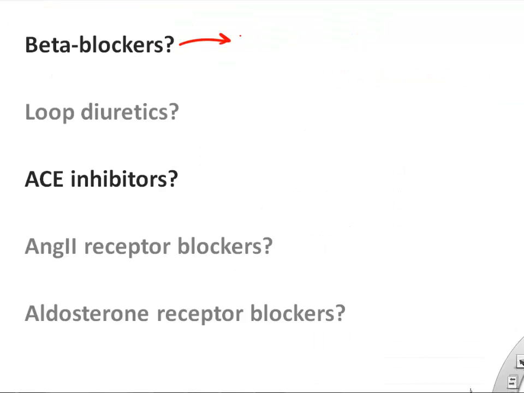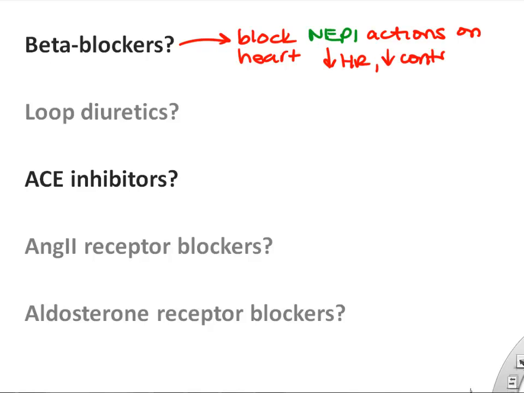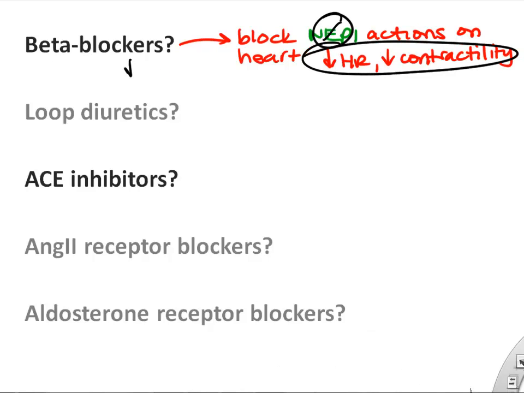So beta blockers actually are drugs that block the effects of norepinephrine actions on the heart, and mainly the heart. And so beta blockers decrease heart rate, and decrease contractility, which are the actions of norepinephrine, right? So if you block norepinephrine, you decrease heart rate, you decrease contractility, and you decrease your blood pressure.